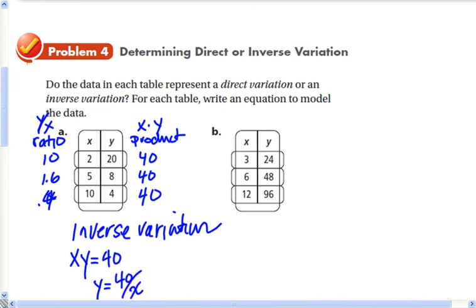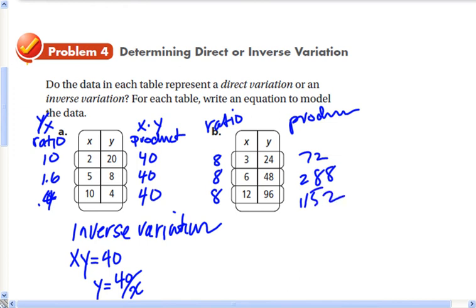All right, now in this one, we'll check the ratio. And we'll check the product. And the ratio is 24 divided by 3 is 8, 48 divided by 6 is 8, 96 divided by 12 is 8. We really don't have to check the products, but if you want to, you can see that they won't be the same. We'll get 72, 288, and 1,152. So we have a constant ratio. So we're going to say this is a direct variation.